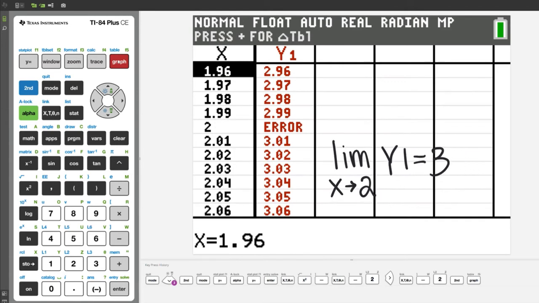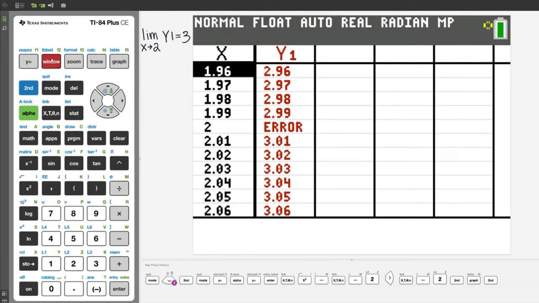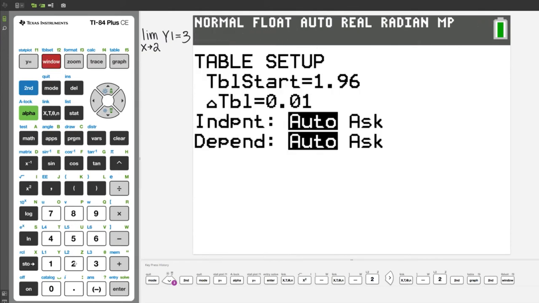So we'll go to second graph, which is the table menu. You'll see that your values might be different than mine, and that doesn't matter. We're just going to reset those right now, but you will see on my screen that there's an error at x equals 2. So let's go to second window to the table set and mess around with those settings. We want the table start to be 2 because that's where x is approaching, and the delta table, let's start with 1 for now. We're going to make it smaller later. The other features should be set on auto.